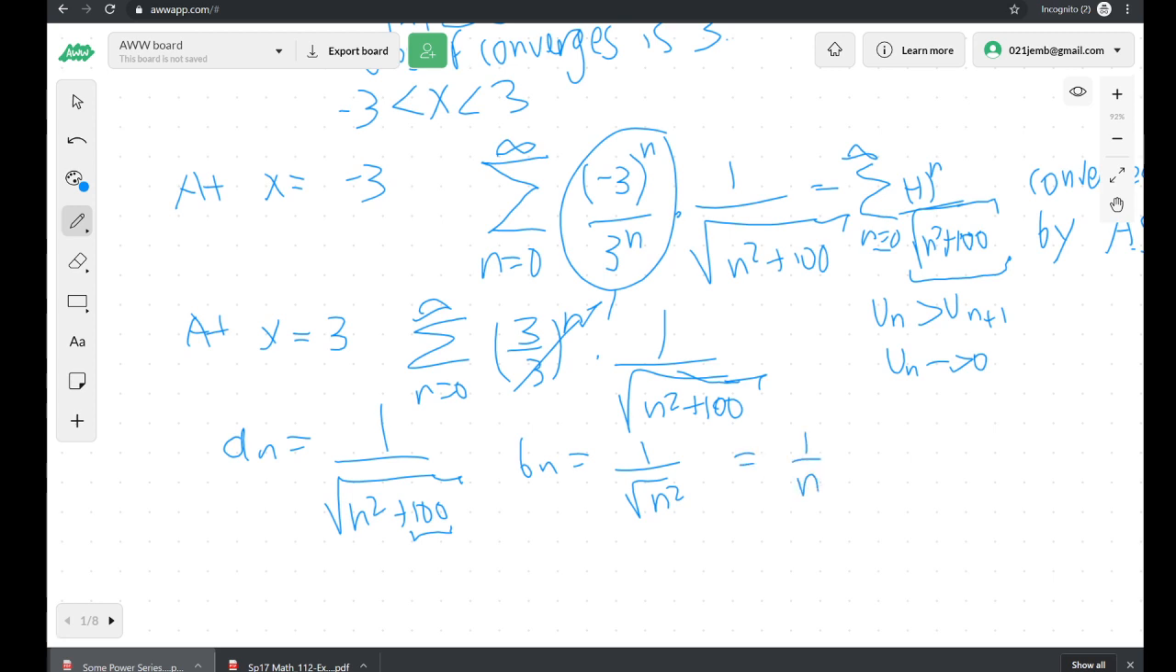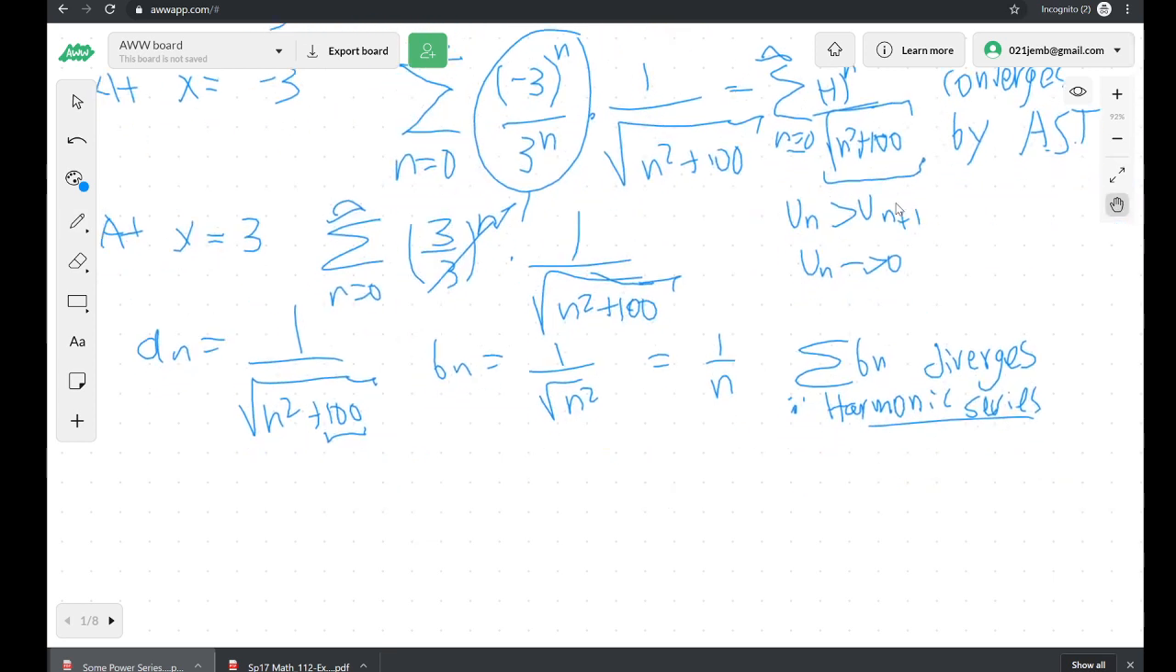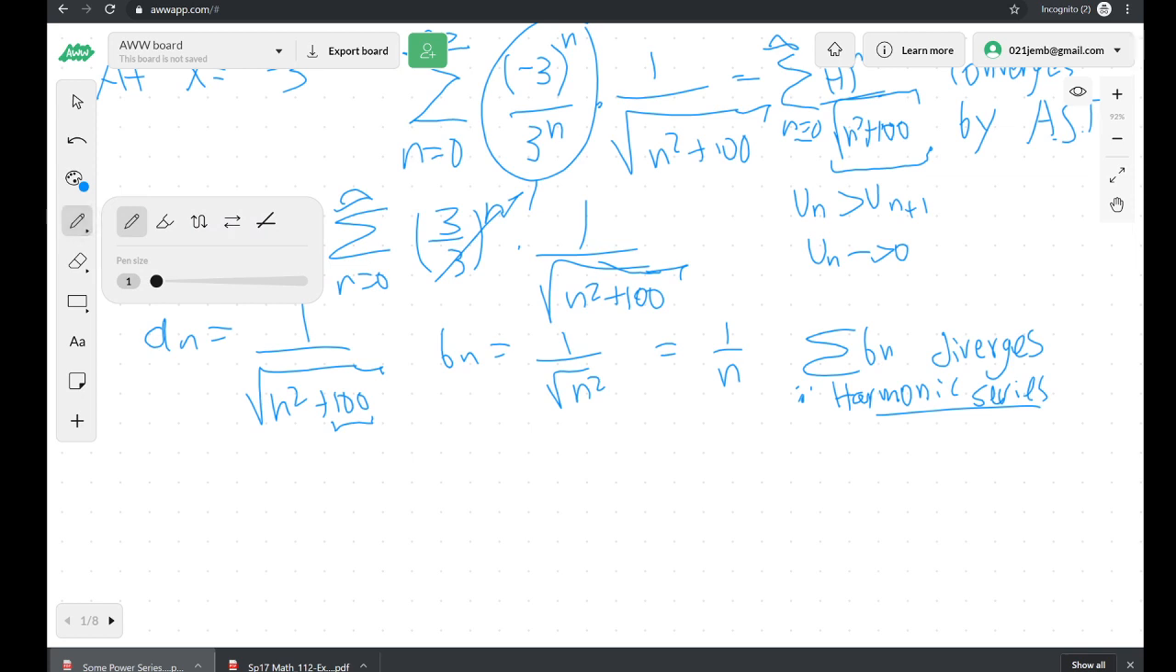If we take the sum of b n, we know that it diverges because it's a harmonic series. That's important to note for now. But now we have to take the limit. We have to use the limit comparison test.